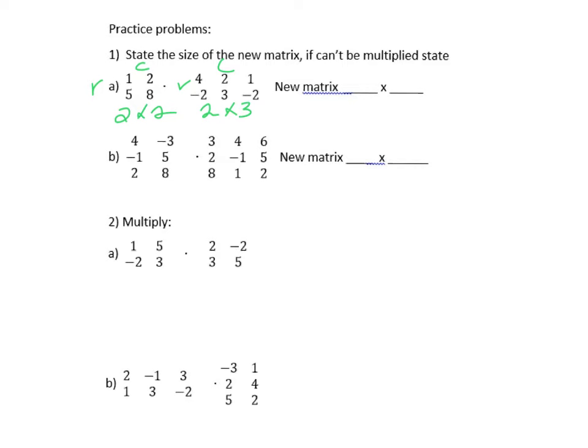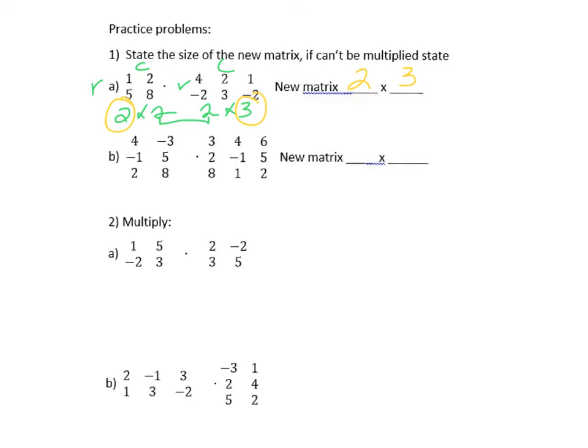Okay, to be able to multiply, these numbers should match. They do. And if you want to find their new type, it's the other two numbers. So this is going to be a 2 by 3 matrix.